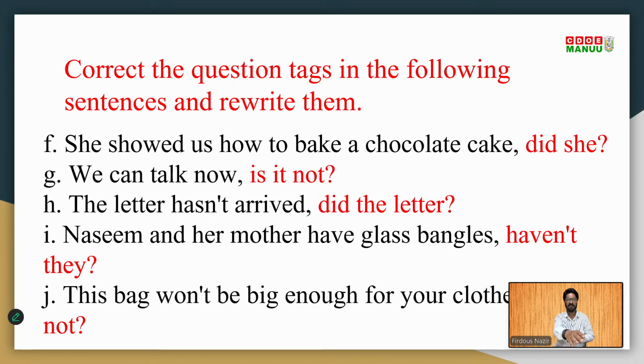Correct the question tags in the following sentences and rewrite them. We have question tags again and we have to correct them. She showed us how to bake a chocolate cake. So this is again a positive statement, so the question tag should be negative. Didn't she? Here "did she?" is written, so we need to correct it with "didn't she".